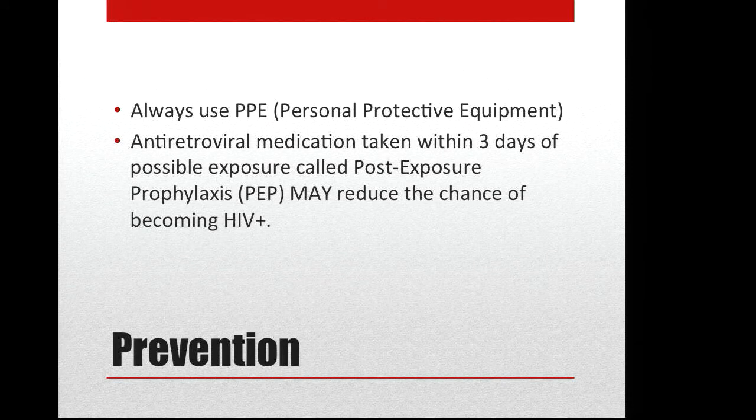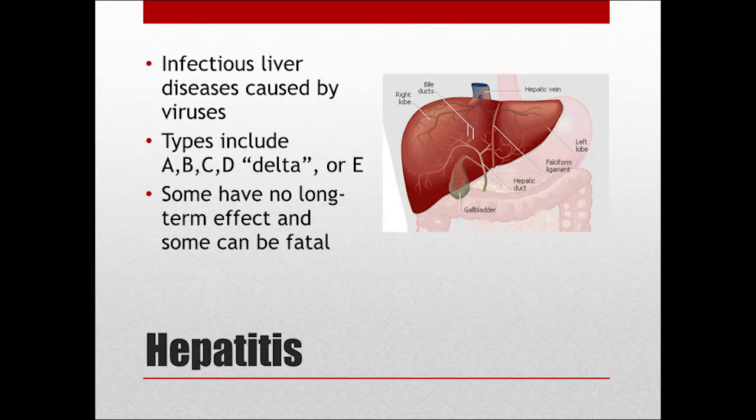So to prevention, biggest thing, always use your PPE. Custodians in particular, when you're cleaning bathrooms, wear your gloves. Throw your gloves away when you're done with them. Change them often. There is medication that may reduce the chance of becoming HIV positive, but that's only a maybe. You want to avoid your exposure if you can. So use your PPE. Next up is we're going to cover 3 different kinds of hepatitis.